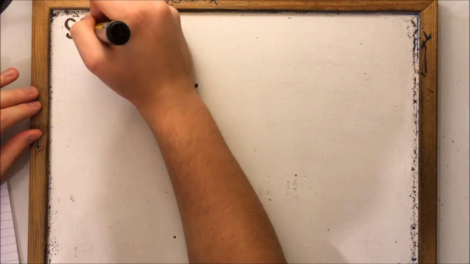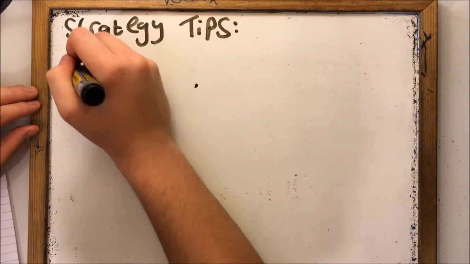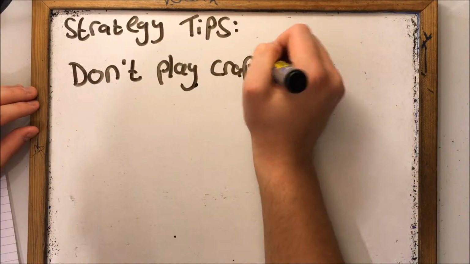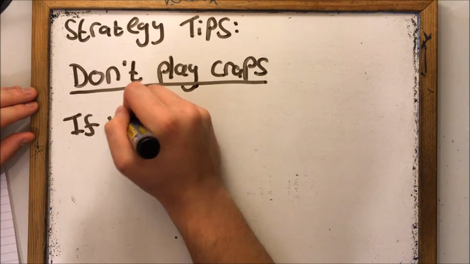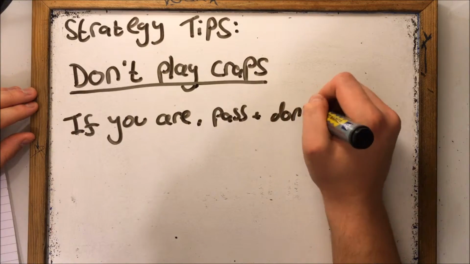Now we move on to strategy, and the best piece of advice I can give you for craps is don't. As you probably noticed, the player's edge for every single bet is negative, and there's no way to reduce this. So in order to make the most money, don't play craps. However, it can be a lot of fun. So the two bets with the best edge and most in your favour are the pass line and don't pass bar.